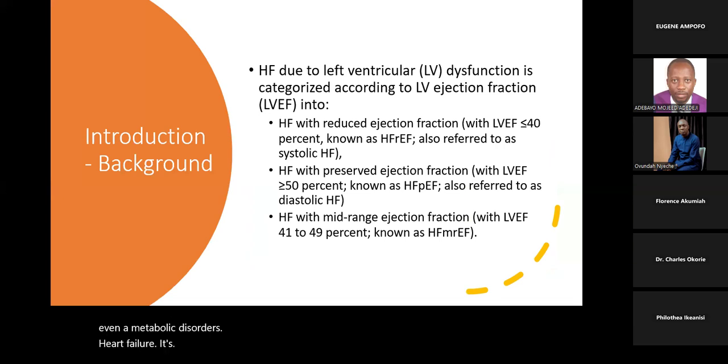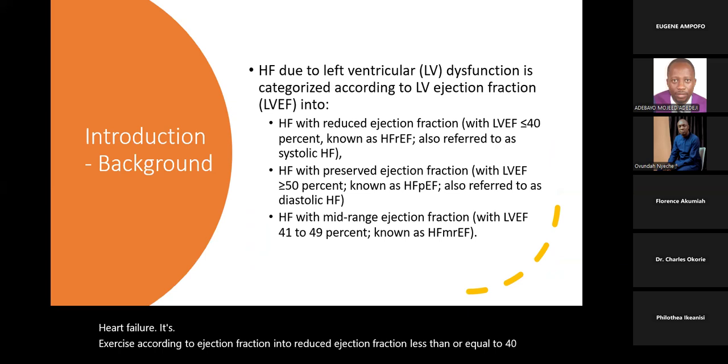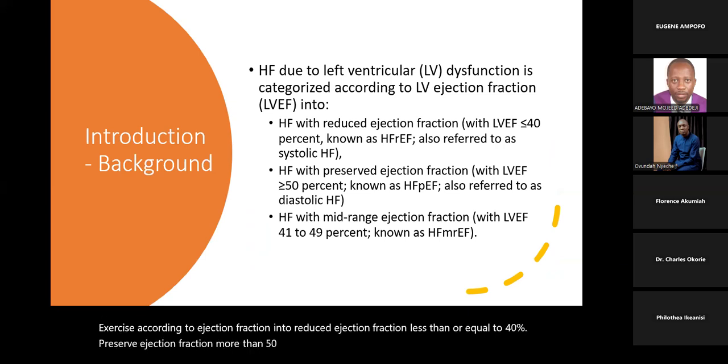Heart failure is categorized according to ejection fraction into reduced ejection fraction, less than or equal to 40%, preserved ejection fraction, more than 50%, and mid-range ejection fraction, 41 to 49%. Of course, we also know there is heart failure with improved ejection fraction.